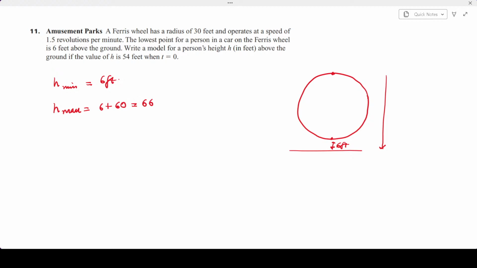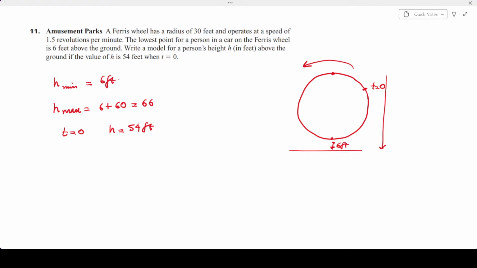Now it's starting from 54 feet above the ground. When t is equal to 0, h is equal to 54 feet. That's given. Whether it's going clockwise or anti-clockwise is not mentioned, so we won't bother about this. Let's say it's going anti-clockwise, because you have to consider some direction.